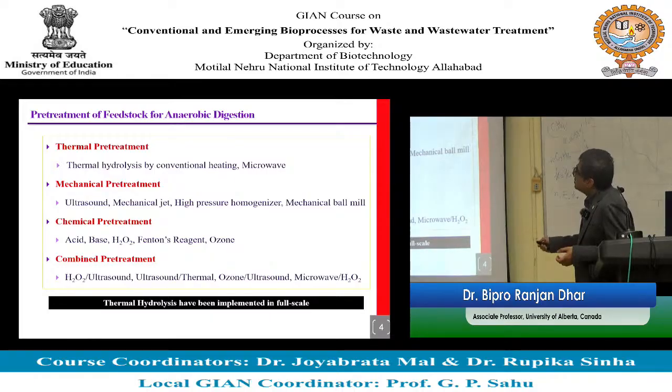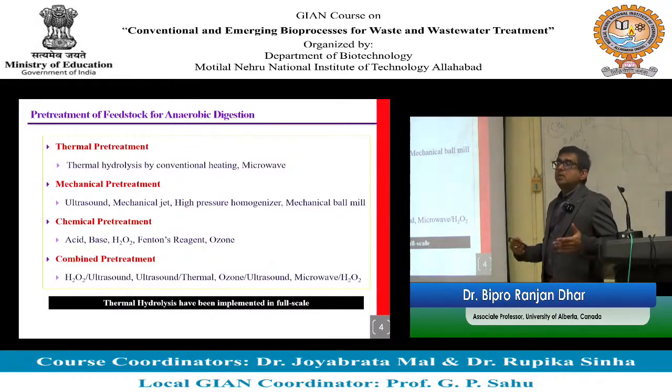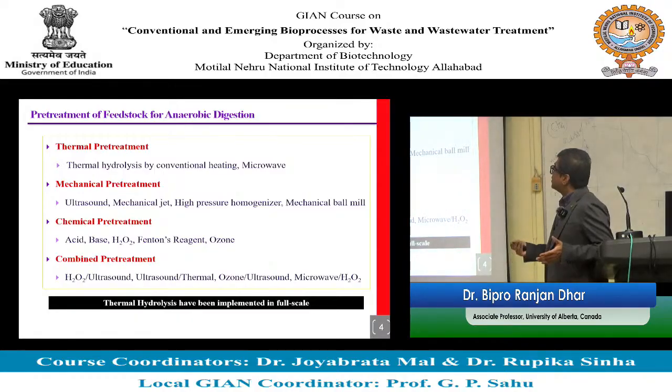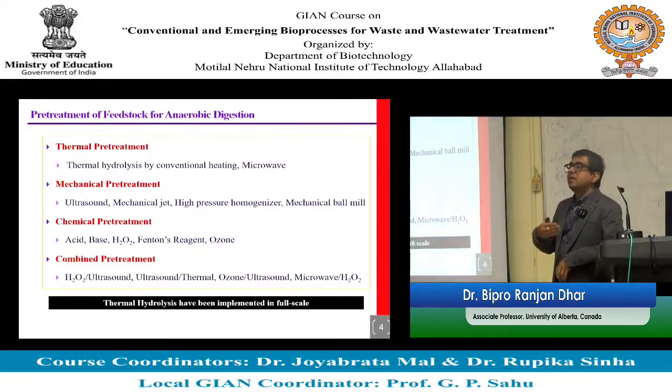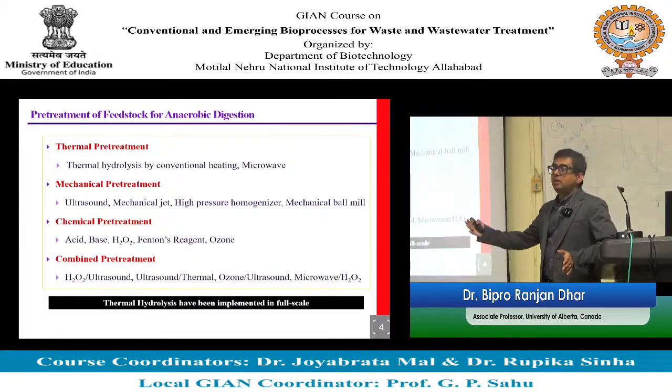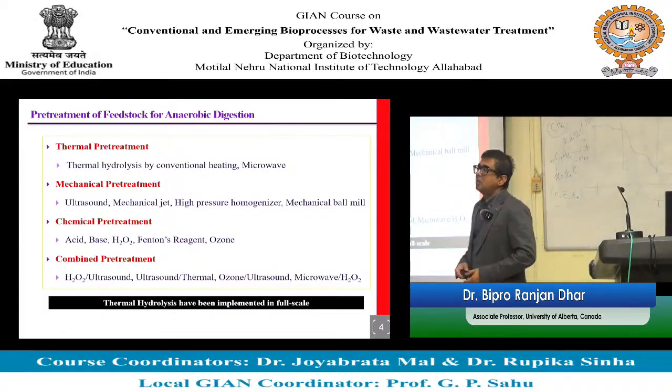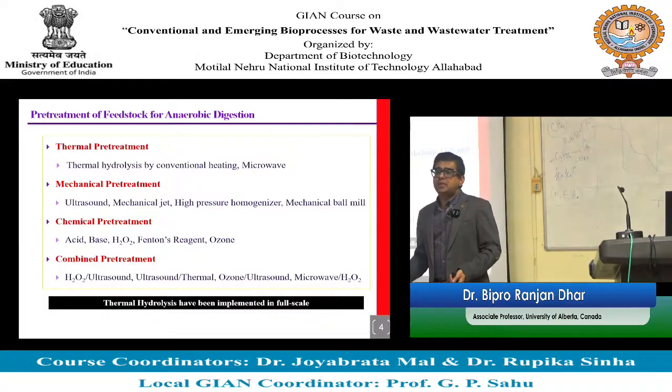But what more benefit can thermal hydrolysis provide compared to other methods that we have? One of the major reasons why the thermal hydrolysis process has been implemented in full scale was that we can recover heat after the pretreatment process is done. Basically, you are pretreating the sludge at about 100 or 150 degrees Celsius.